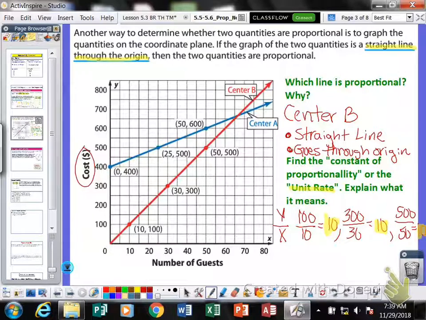And what does that mean? That means it costs $10 per guest. $10 per guest is what we are looking at for the constant of proportionality. Make sure you explain what it means. Make sure we label. It's all about labeling in this chapter, ladies and gentlemen.